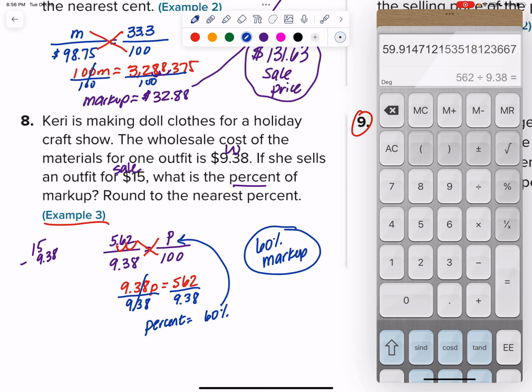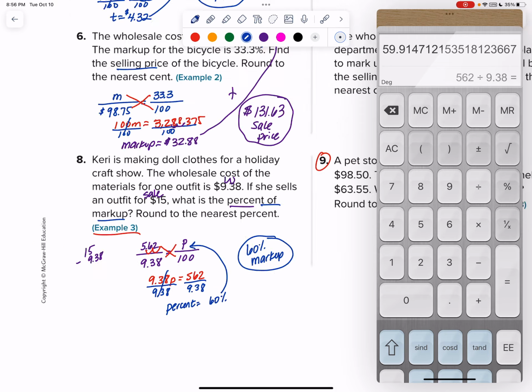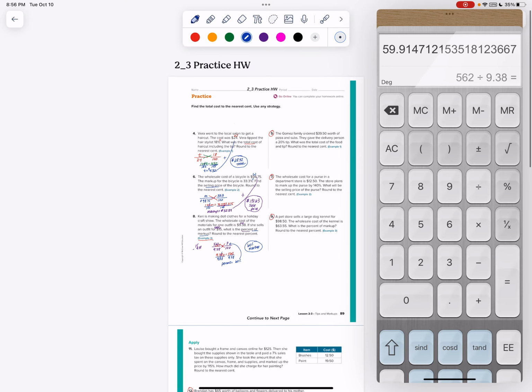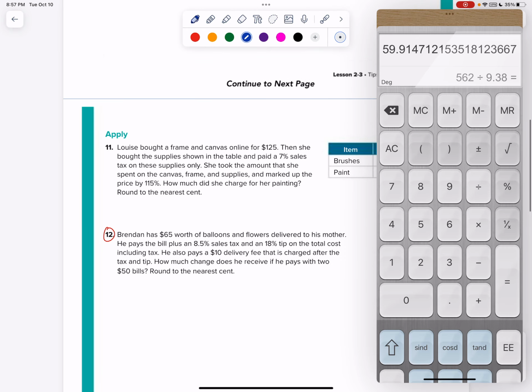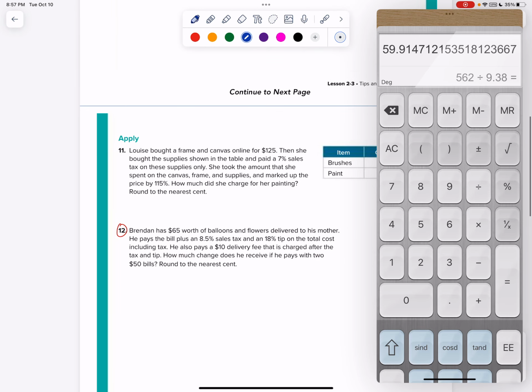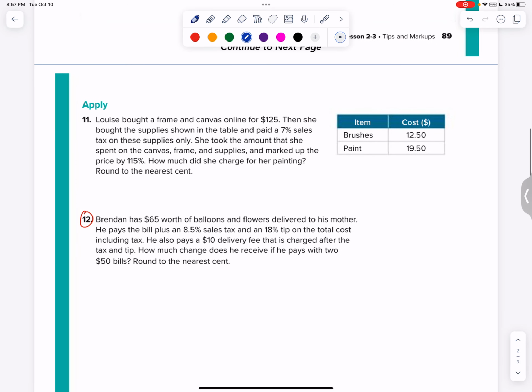Okay, so I'm looking back. What's the percent of markup? Okay, all right. So those are yours, 5, 7, and 9. Let's go ahead. I'll do number 11 with you, and then number 12 would be your apply to mess with on your own. Okay. All right.